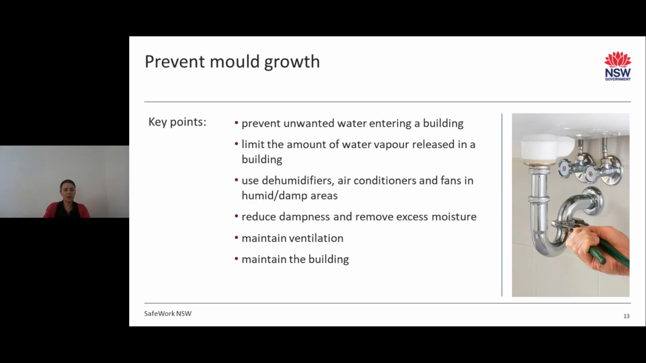Open windows if you're able to, and doors between rooms or roller doors in factory areas, as this will improve cross-ventilation. Dehumidifiers remove moisture from the air, helping to prevent mould. Air conditioning systems not only create cool air and circulate it, they also dehumidify the air. Fans increase airflow, which helps to reduce excess moisture, making it more difficult for mould to grow.